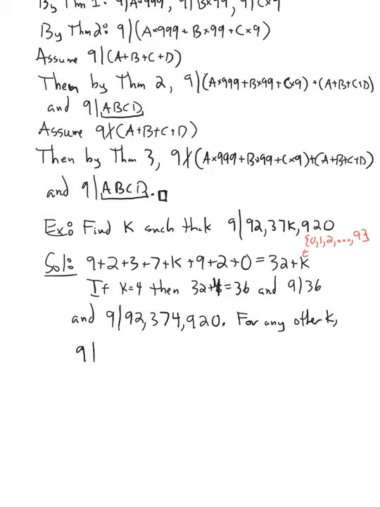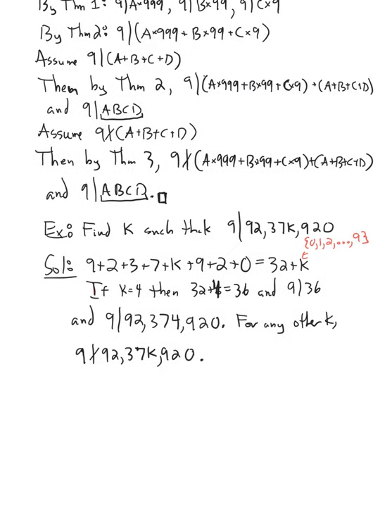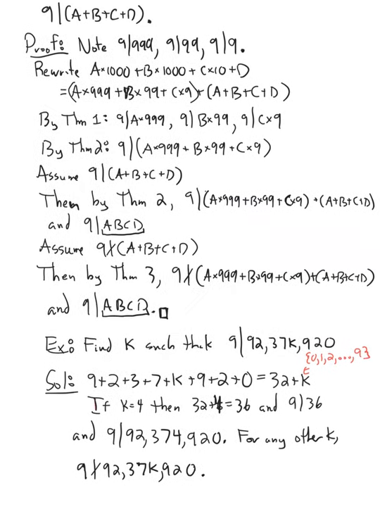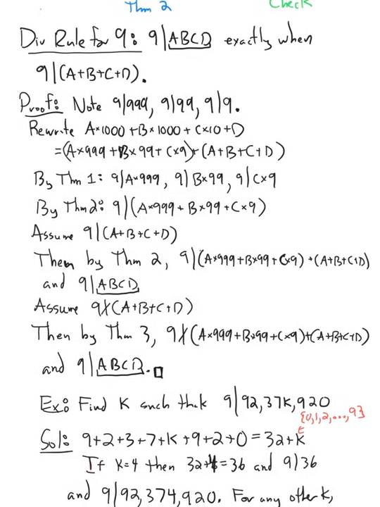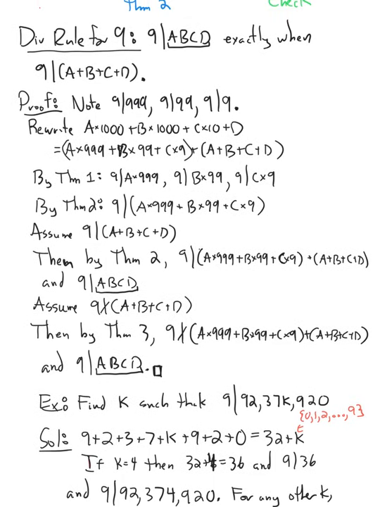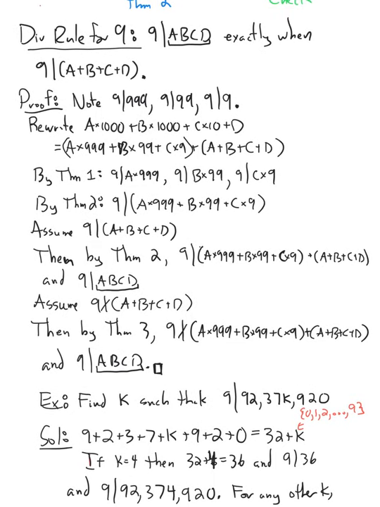9 isn't a factor of that. 370k920. So that's cool. That's how the rule for 9 works. Let me scroll back up. And think about the rule for 3 here.